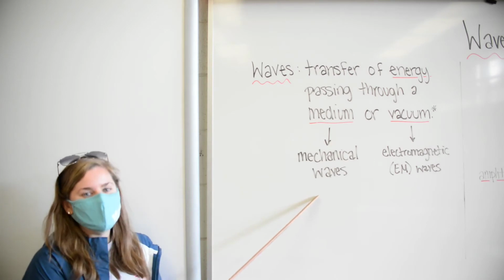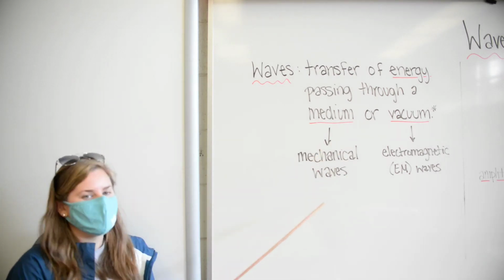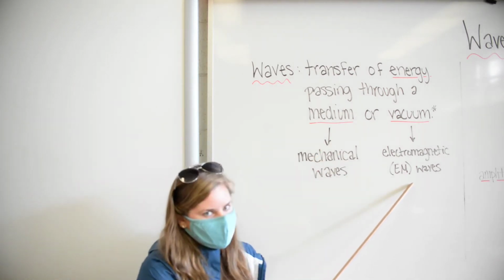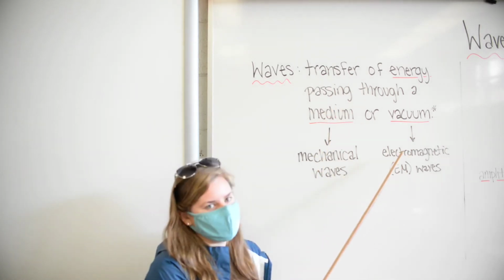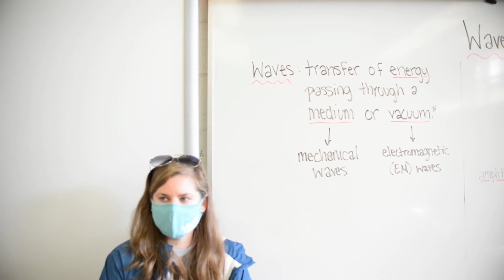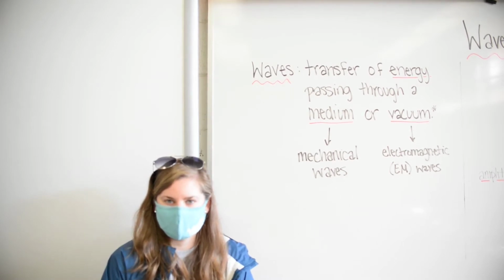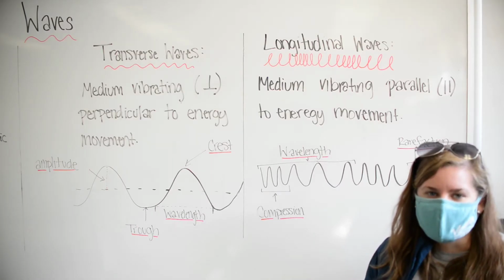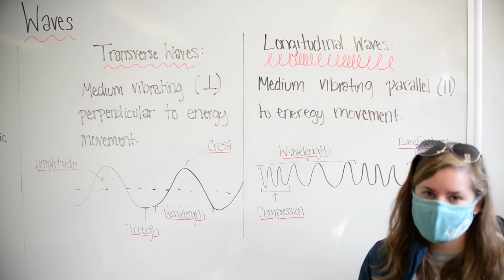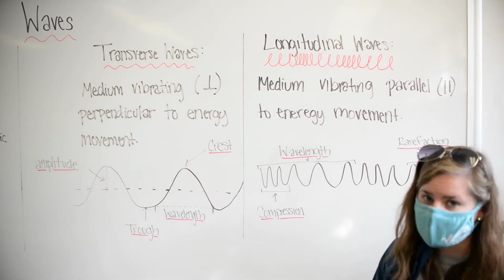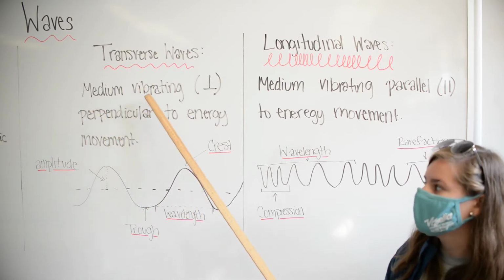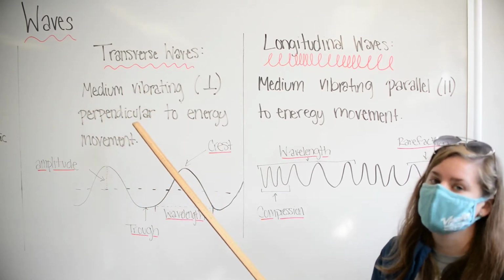Mechanical waves need a medium in order to travel, whereas electromagnetic or EM waves can travel through a medium or with the absence of a medium. Wow, I didn't know that there were so many different types of waves. Actually, Mr. Williams, there are two ways in which waves can travel. The first are going to be our transverse waves. Transverse waves are going to have their medium vibrate perpendicular to the energy movement.